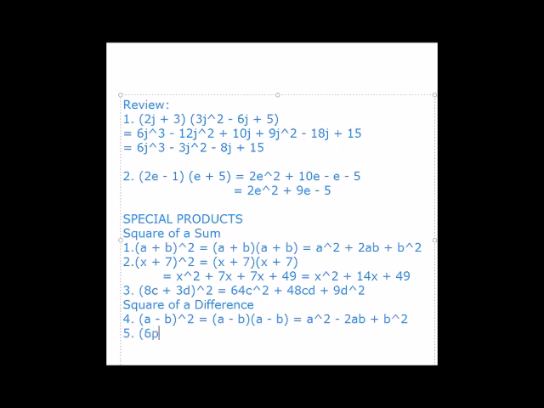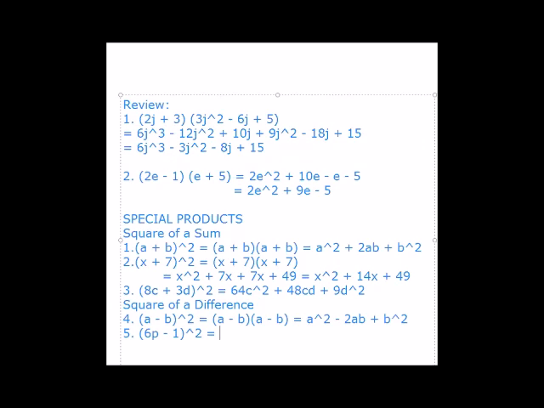minus 1 squared. L and Jude, I want you to have the answer silently. This time I will have Hannah to discuss number 5. Han? Yes, ma'am.